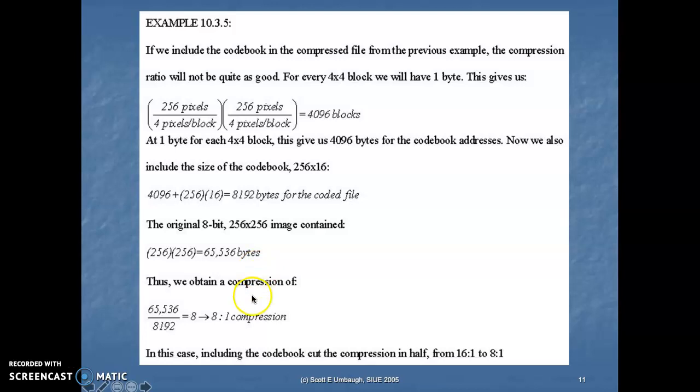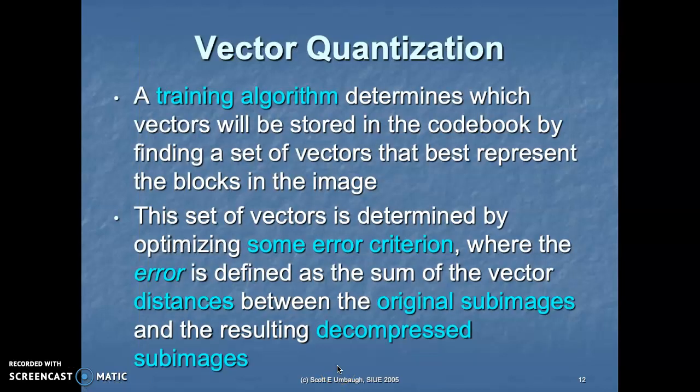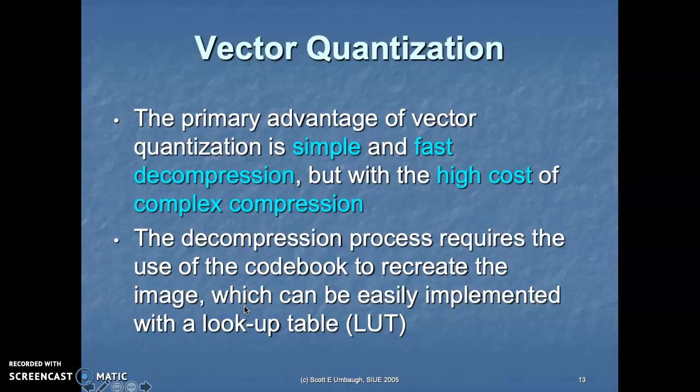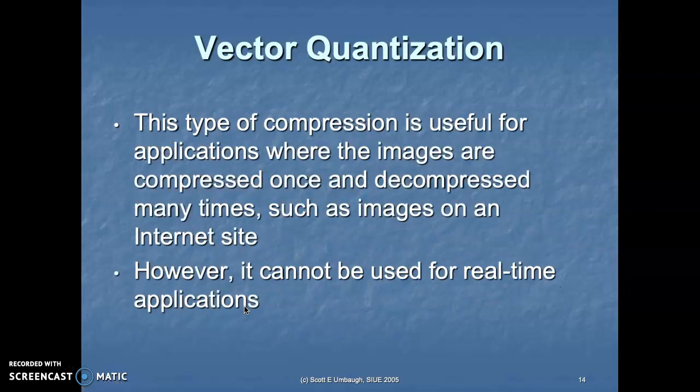Thus, we obtain a compression of 8 times. So this is if you include the codebook. If you do not include the codebook, you can get up to 16:1. Normally vector quantization is done with a training algorithm. This one you can read by yourself.